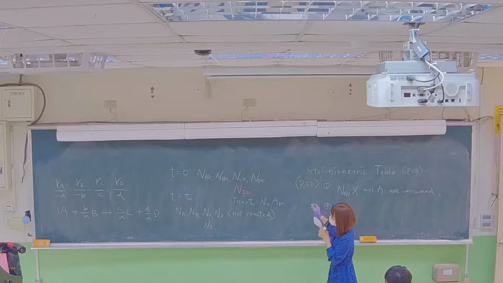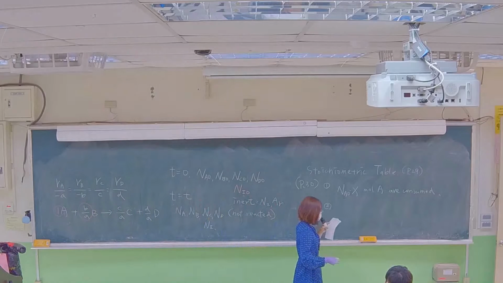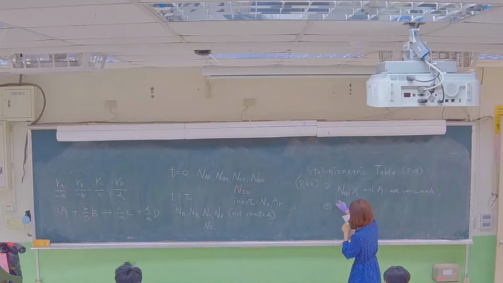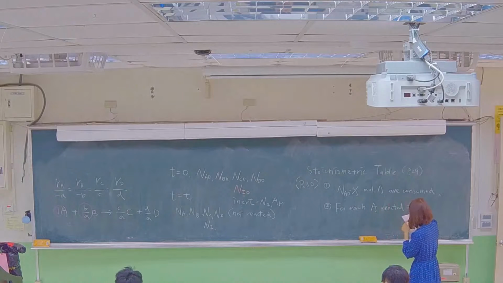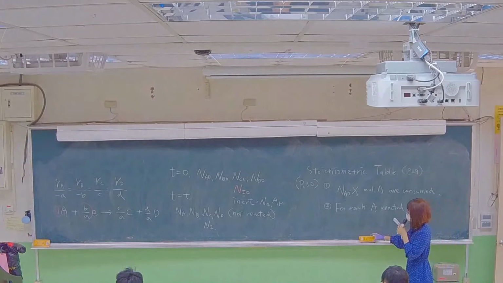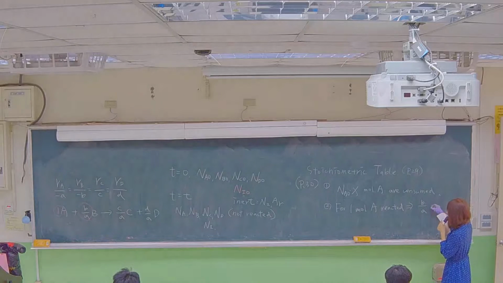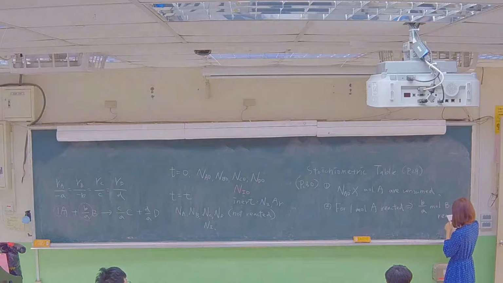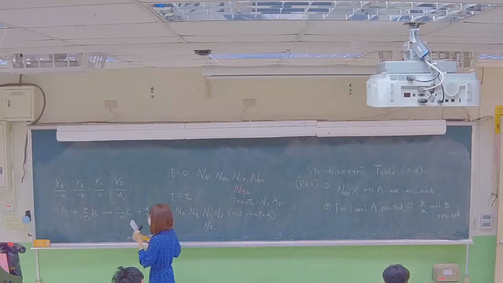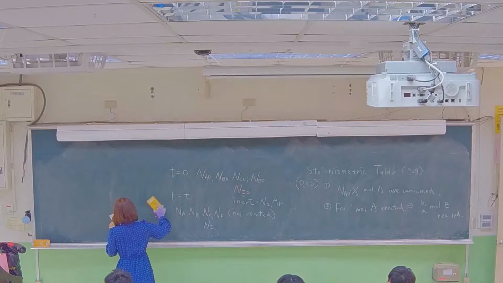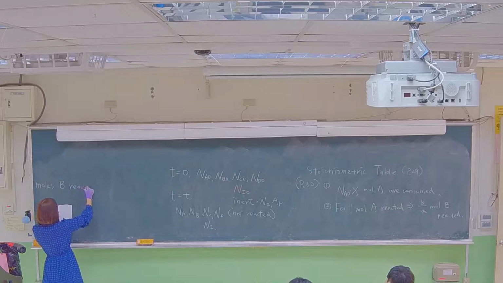And the second one, from the reaction, the coefficient is b over a. So b over a moles of B for each A reacted. For one more mole of A reacted, we have b over a more moles of B reacted, right? This is the relation between A and B. So you can write down this one.